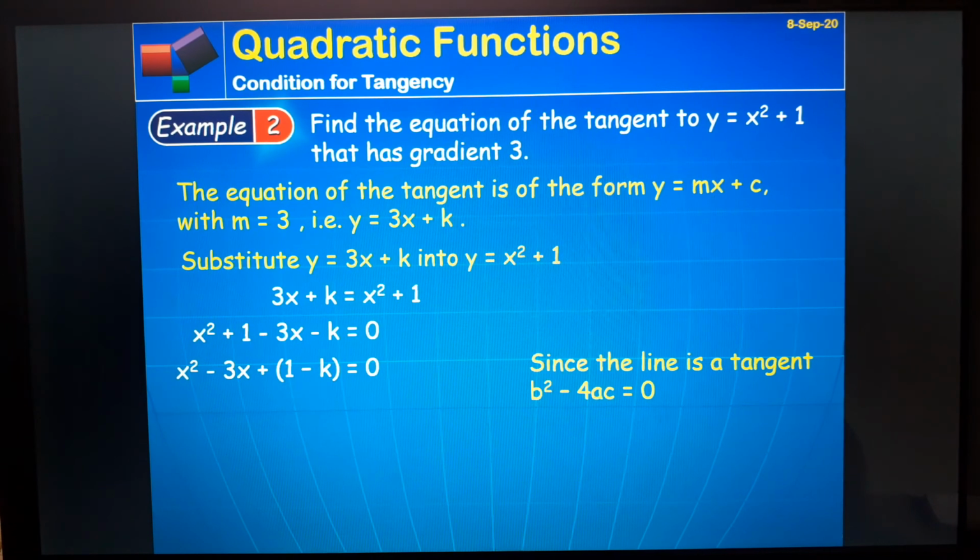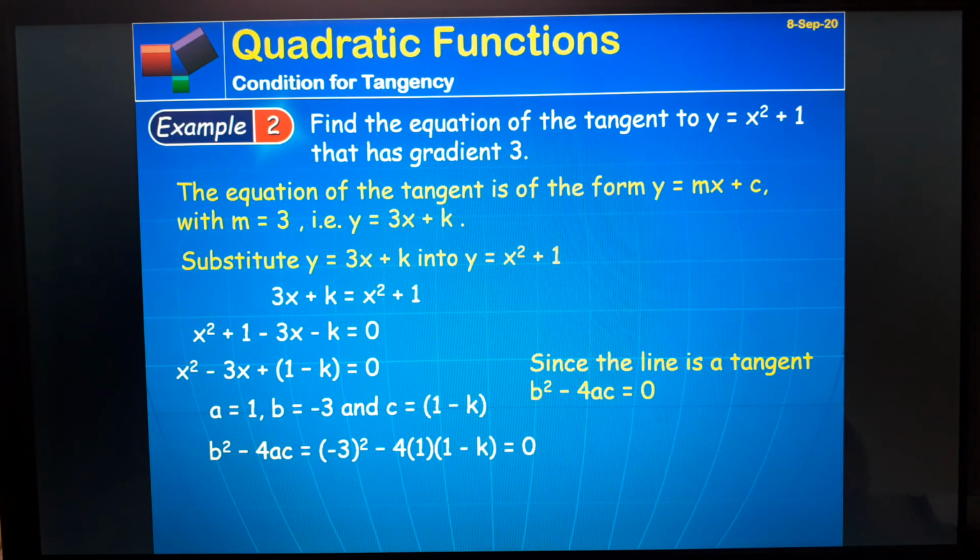Now, find the equation of the tangent. It starts off with the question saying find the equation of the tangent. So we know the equation of the line is a tangent, so we can make the assumption that the discriminant is equal to 0. So we're going to identify our a, which is the coefficient of x squared, our b is the coefficient of x, and our c is the part on its own which doesn't have an x or an x squared, so it's a 1 and a minus k. Put it into the discriminant, but we know it's equal to 0, so we've brought in the equal to 0 right away.